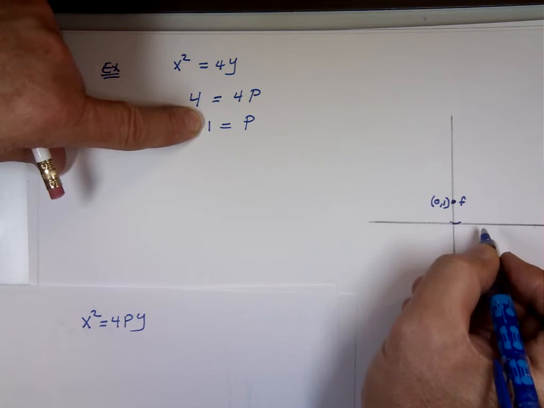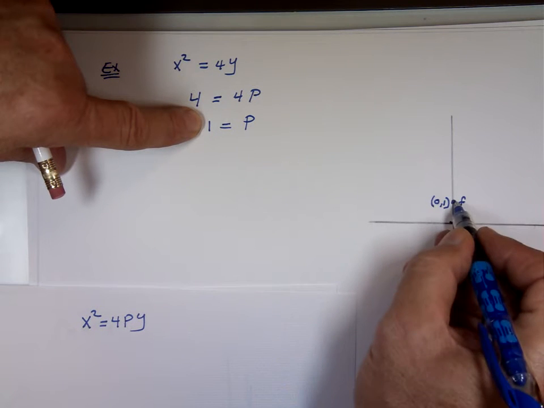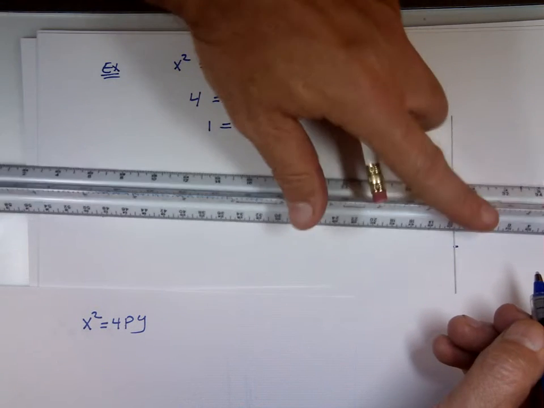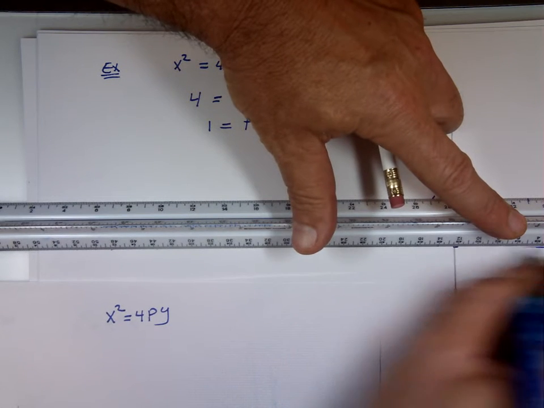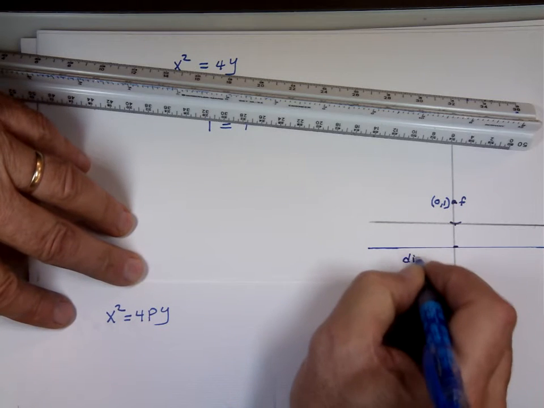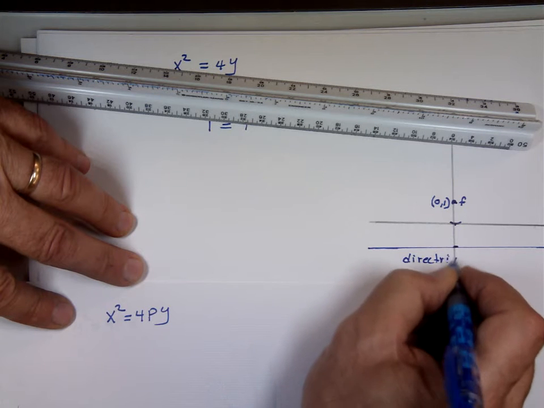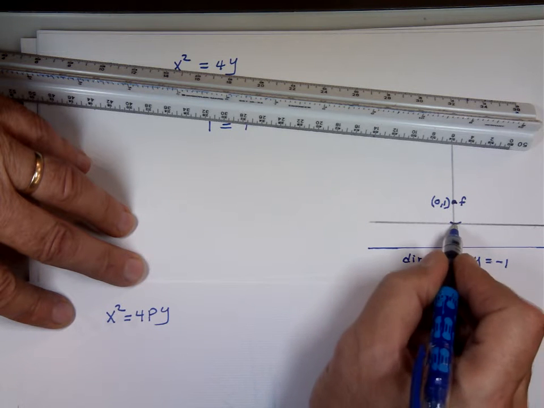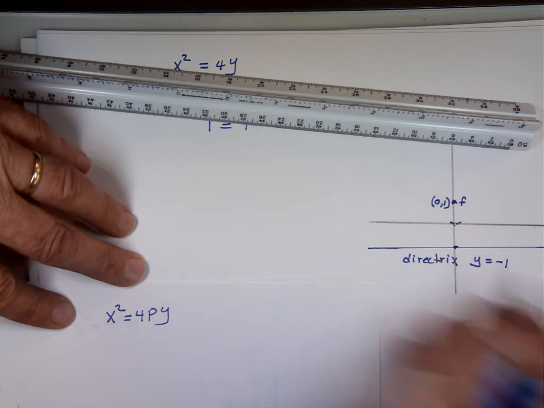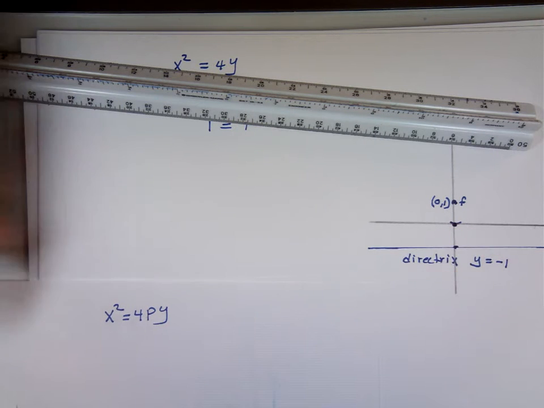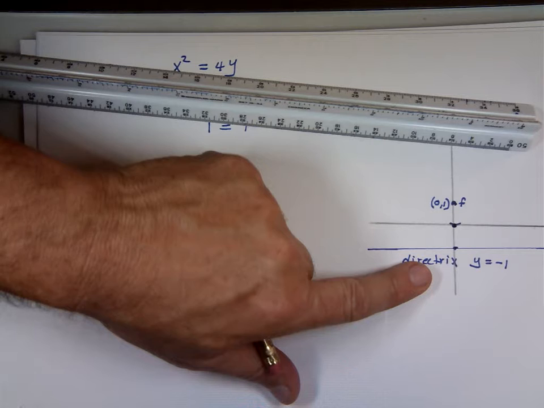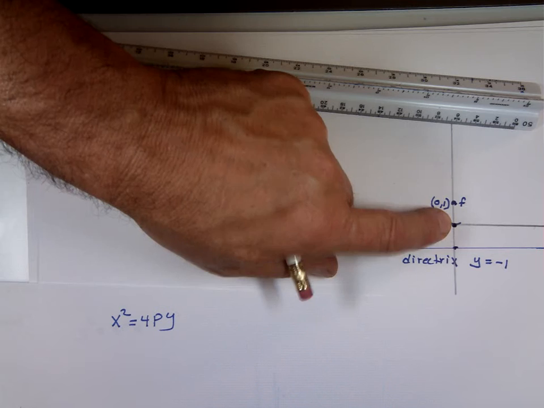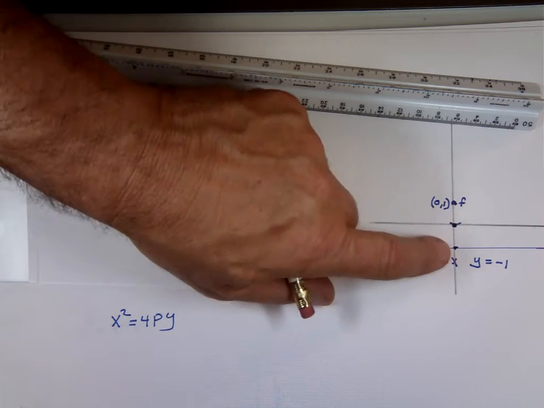My directrix now is going to be the same distance from here to there as it is from here to the directrix. So my directrix has to be right there. So the equation for that, y equals what? Negative 1. Because any point on the graph, like the center, has to be the same distance from the focal point and the directrix. So if I pick that point, that's only 1 unit, which means this has to be 1 unit away.